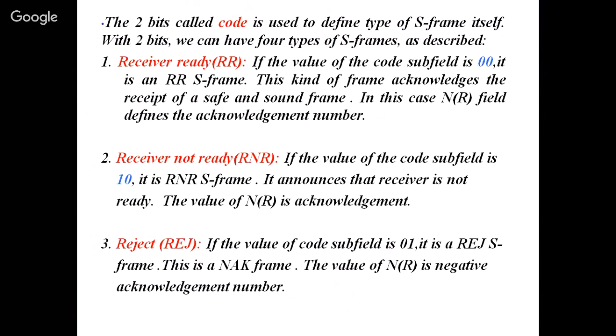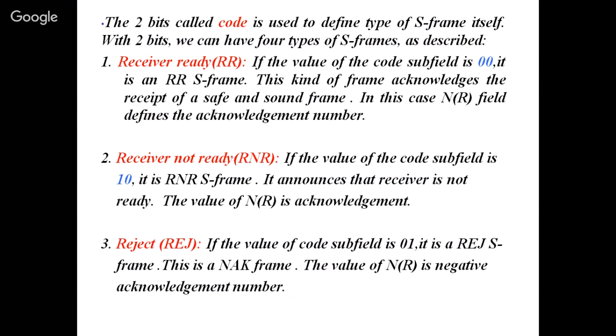First combination is 00, which is used for receiver ready, that is RR. If the value of the code subfield is 00, it is an RR S frame. This kind of frame acknowledges the receipt of a safe and sound frame. In this case, the N(R) field defines the acknowledgement number. Second combination is 10, that is receiver not ready, RNR. If the value of the code subfield is 10, it is an RNR S frame. It announces that the receiver is not ready. The value of N(R) is the acknowledgement number in this particular case.